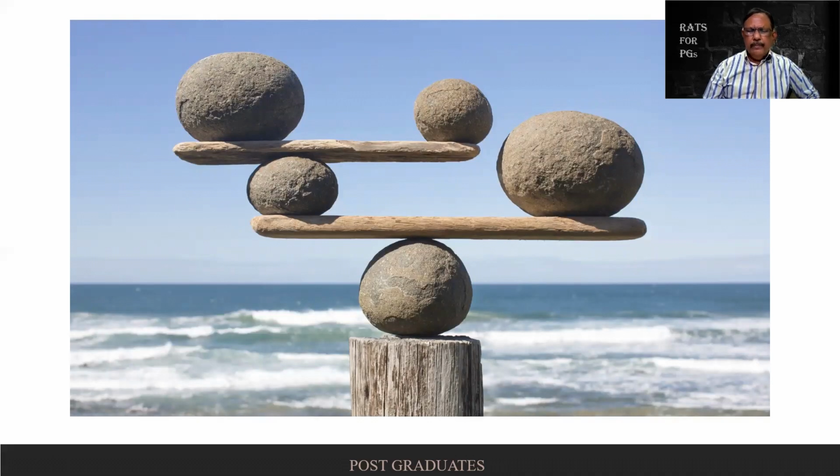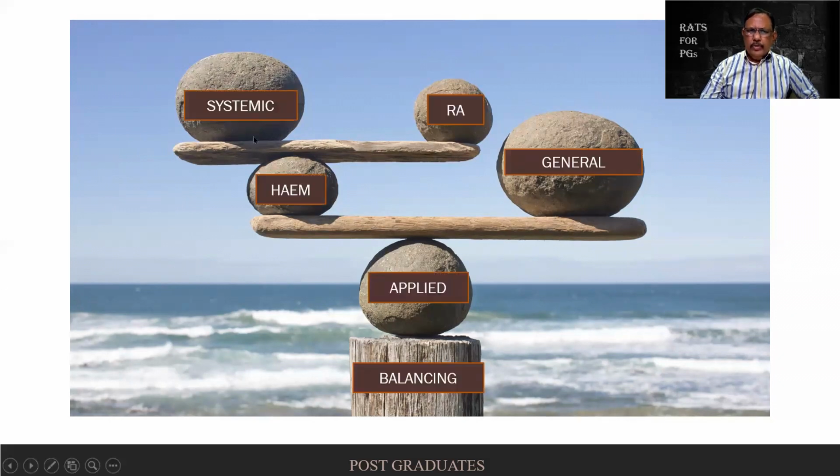What do you see in this picture? An art of balancing, almost analogous to the previous statement that I had made, knowing something about everything. And therefore, you people should balance. In the sense, you should know to almost the same extent systemic pathology, recent advances, haematology, general pathology, applied pathology and immunology, and there has to be a balance of all this.